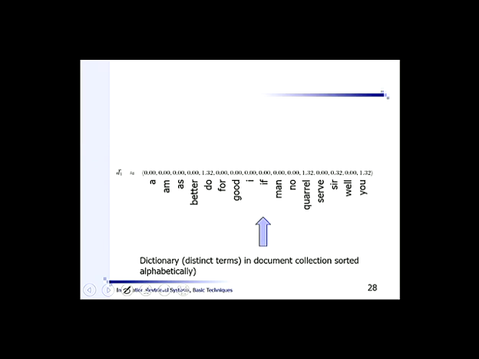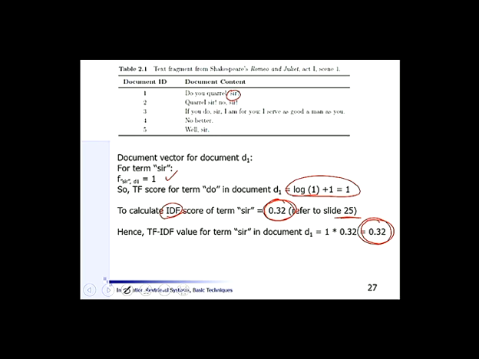Now how do we construct the vector? I believe you know how we can calculate individual components. You can calculate TF-IDF for "do", for "you", for "qual", for "sir". Now you are able to calculate the individual components for each term in every document. Now how do we put them in the form of a vector?